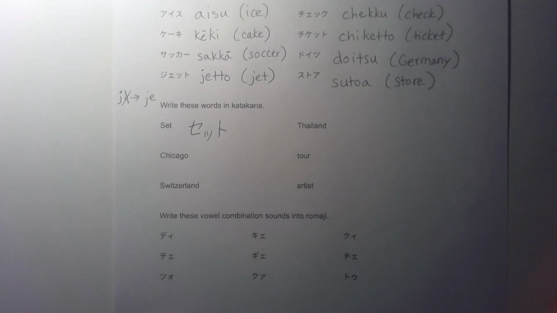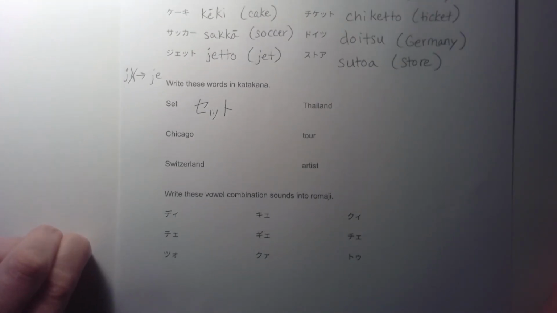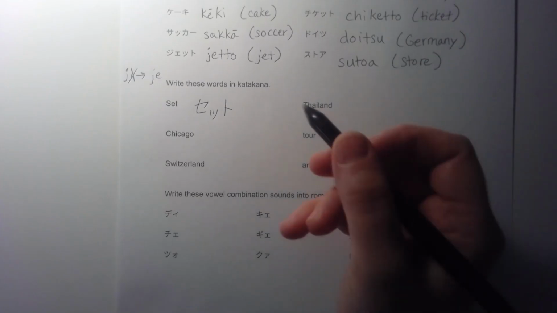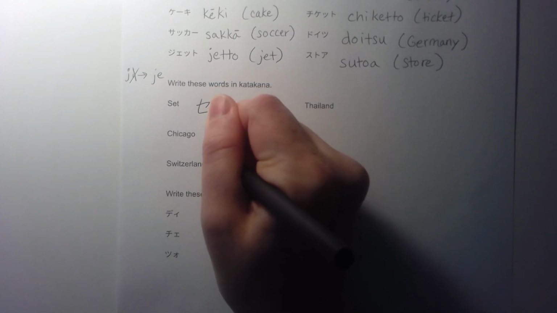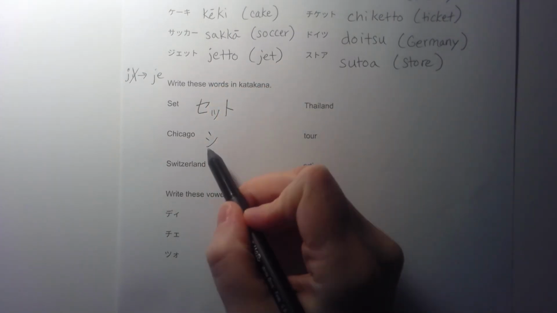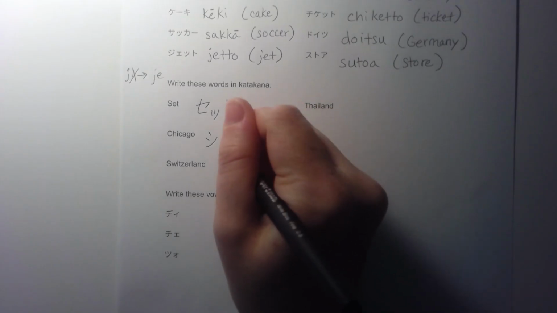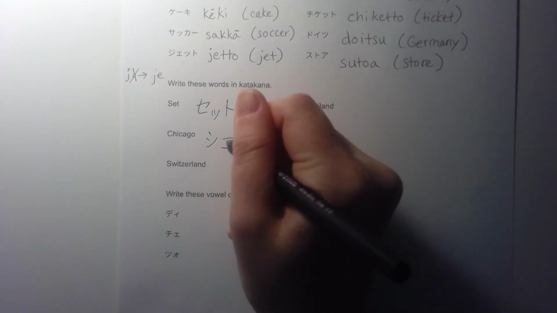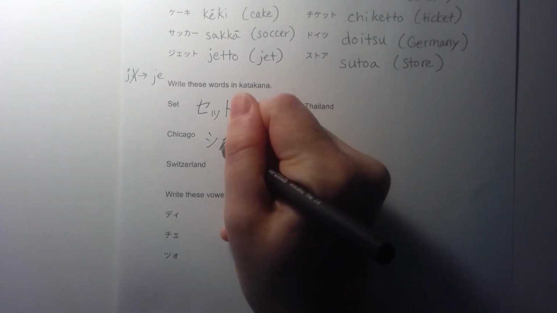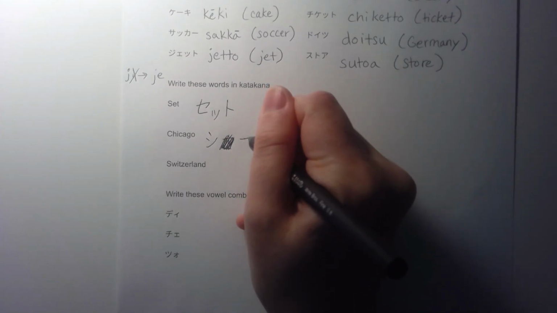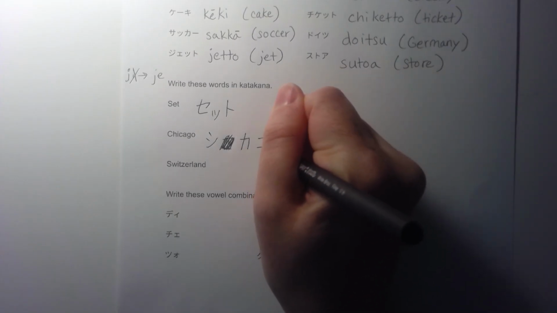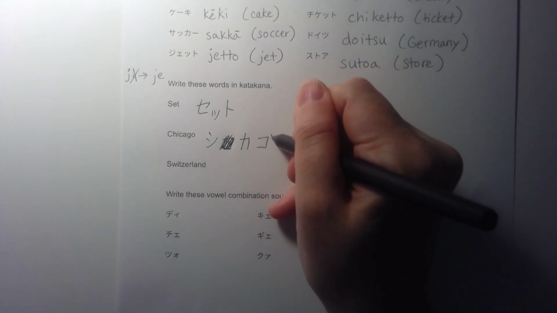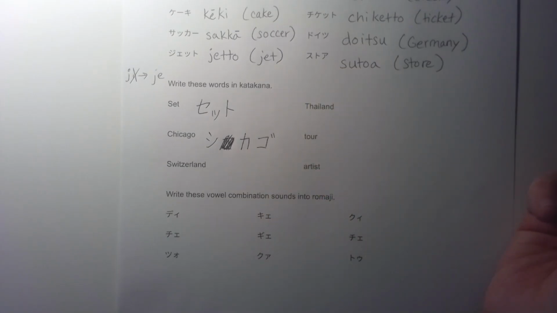Setto. Okay, we have the word Chicago. In Japanese, it's Shikago. So we need a shi, the line goes up for shi, ka. Oh, my bad. Ignore that. Ka is like this. And go. So we need the ko with the ten ten makes go. Shikago.